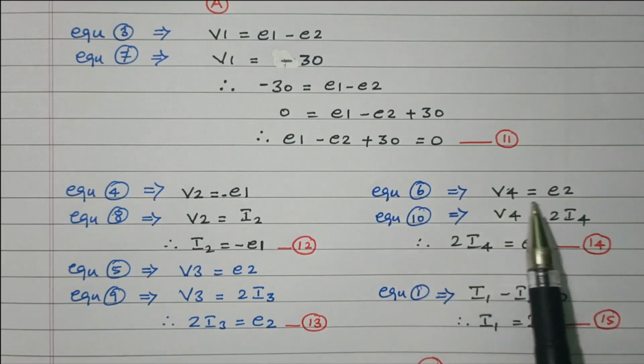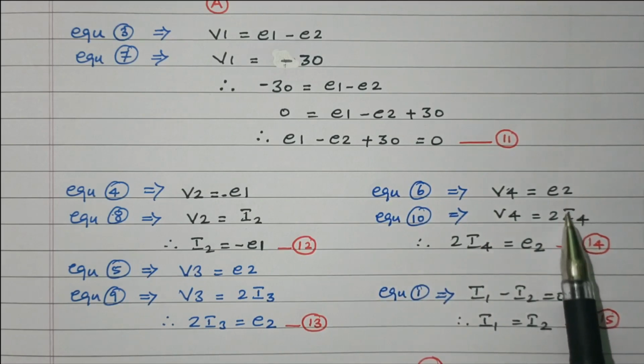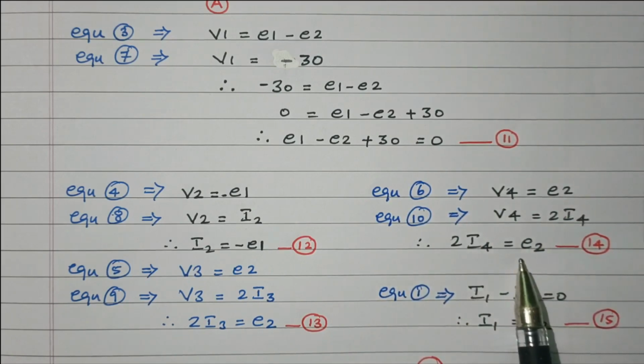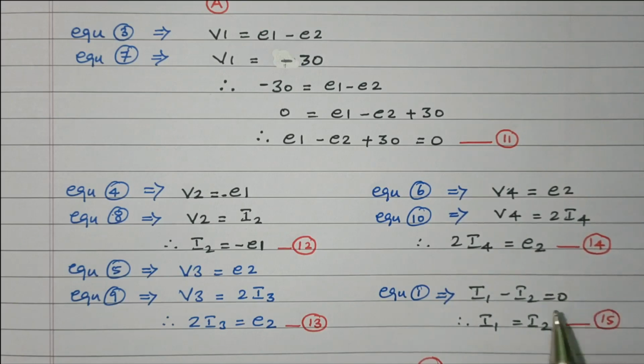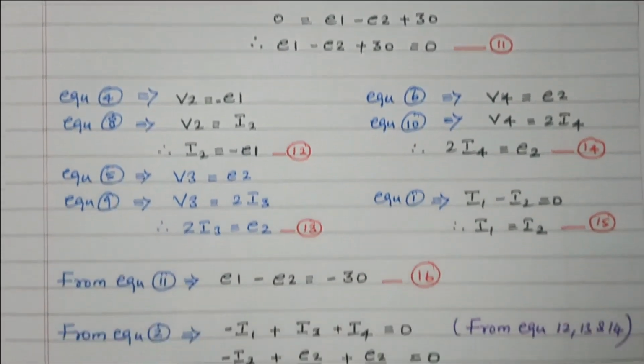Equation 6 is V4 equal to E2. But from the equation 10, V4 equal to 2I4. So both are same. 2I4 equal to E2 is equation number 14. Now we have the equation 11, 12, 13 and 14 available. But from equation 1, I1 minus I2 equal to 0. So that brought this I to that side, so it becomes plus I2. So I1 equal to I2. We got one more relation, I1 equal to I2. Equation number 15. Now we'll go for the further simplification.